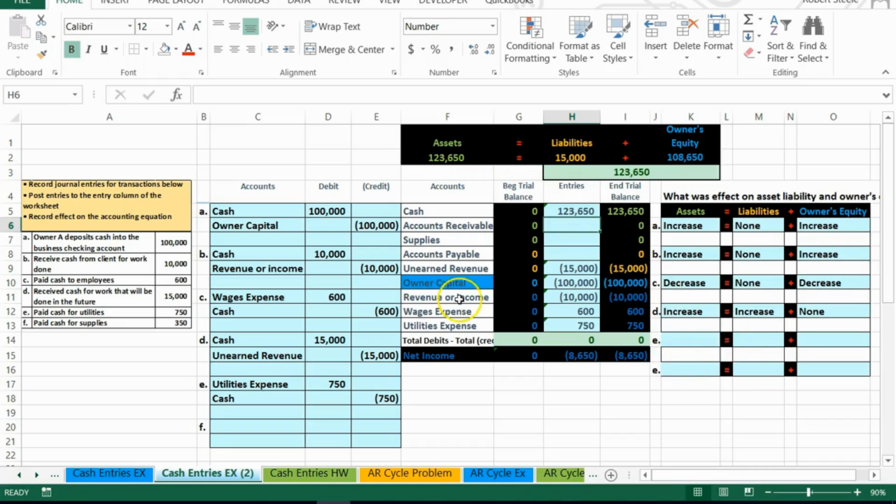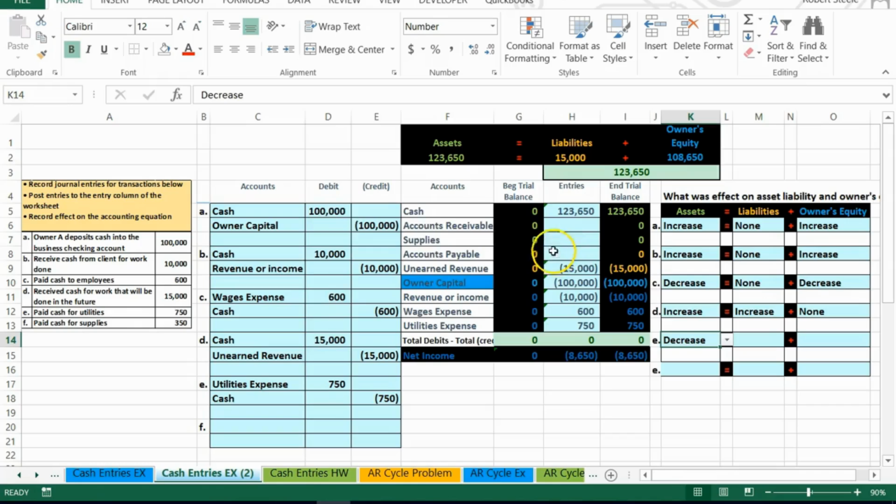So once again, what happens to assets? I could delete it and say, okay, we're at 124.4. If I undo that, we're at 123,650. So it made it go down in this case, which makes sense because we paid cash. Cash is an asset, therefore we decreased the assets.